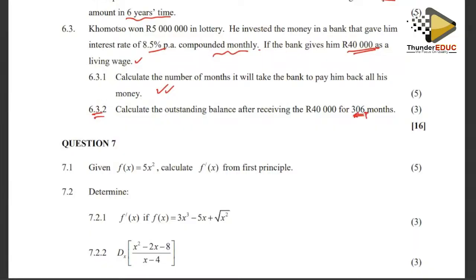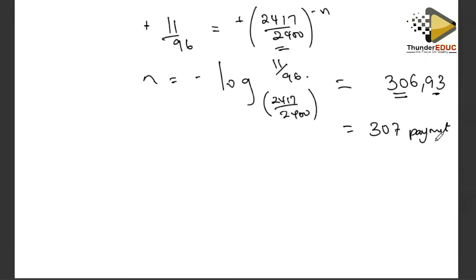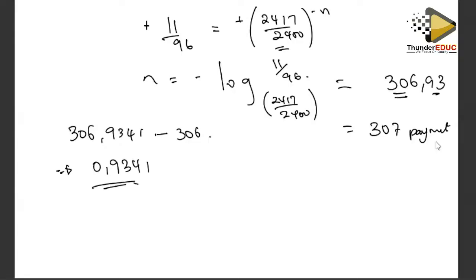With the outstanding balance, all we need to do is find the difference between the months. If I keep my answer of 306.9341 and subtract the 306, we are left with 0.9341 months. So it's a fraction of a month, not a full month, so it doesn't qualify to get all the 40,000.